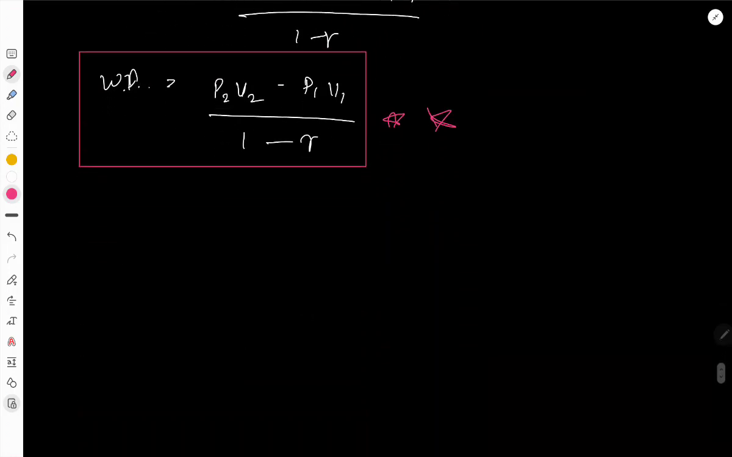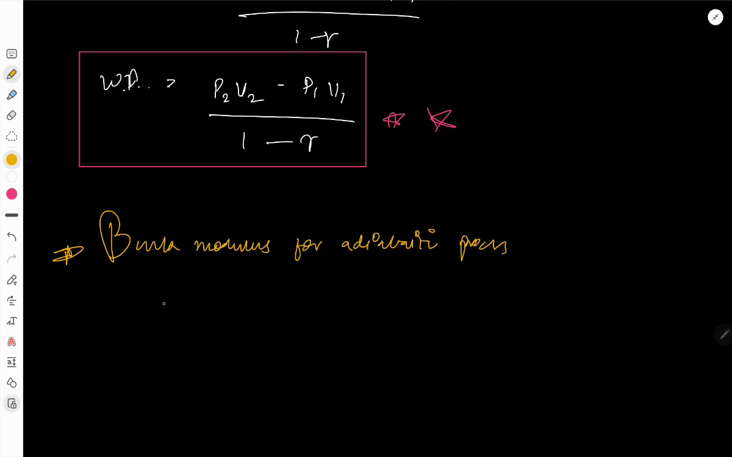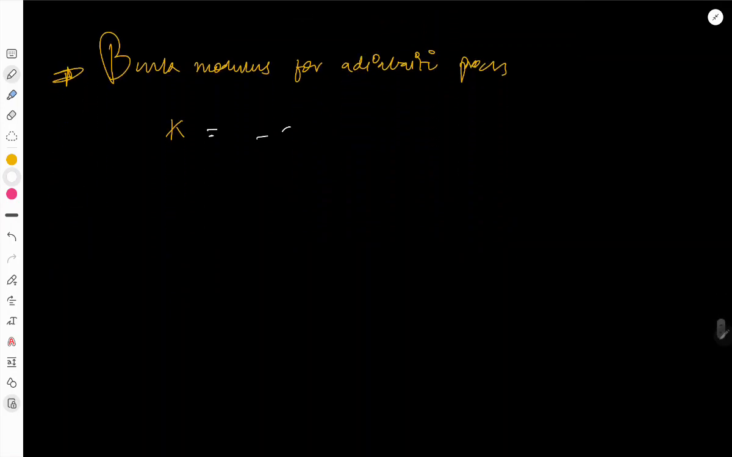Now let us derive the bulk modulus for the adiabatic process. We know bulk modulus, that is K, equals minus dP upon dV by V. Now we can write dP upon dV as gamma P upon V, divided by V. Now the bulk modulus is gamma times P.